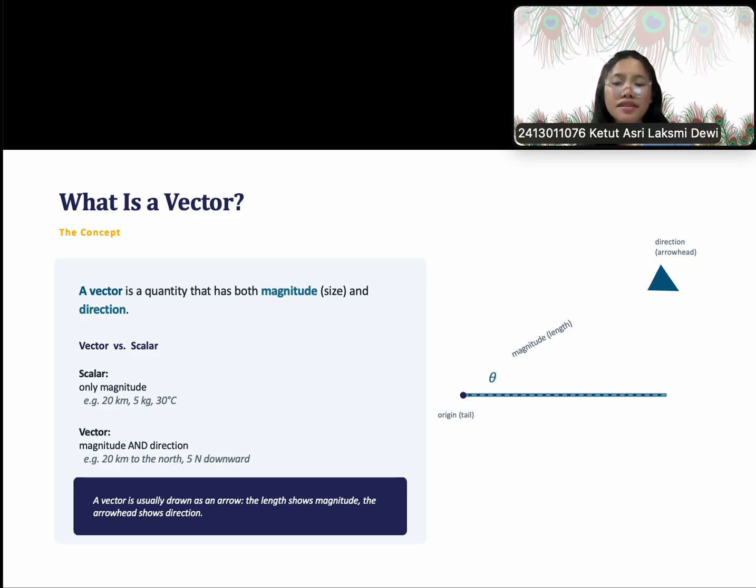In a diagram, we usually draw a vector as an arrow. The length of the arrow represents the magnitude, and the arrowhead shows the direction. The starting point of the arrow is called the origin or the tail, and the ending point is called the terminal point or the head.